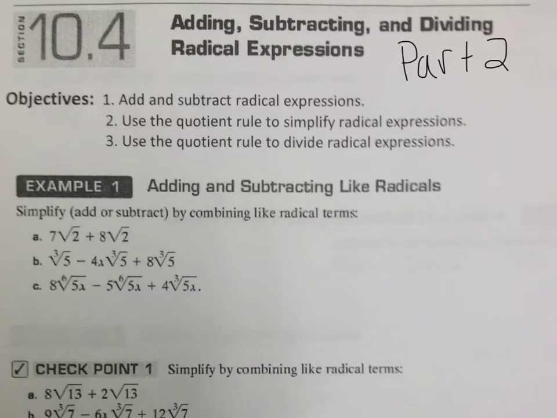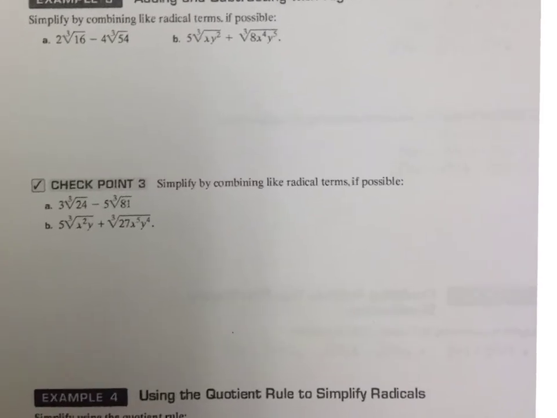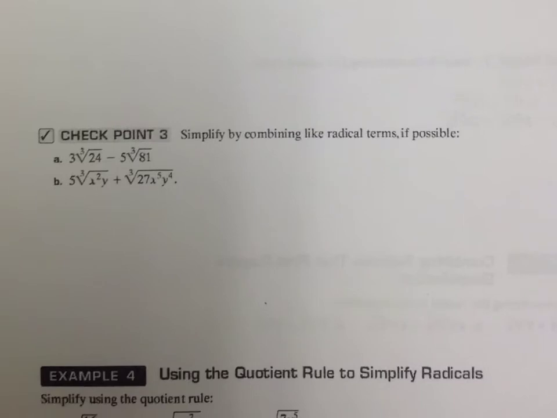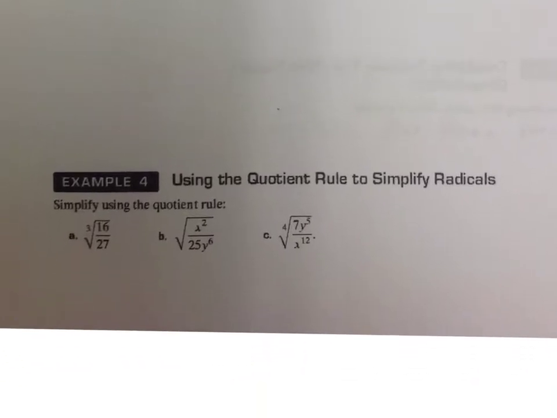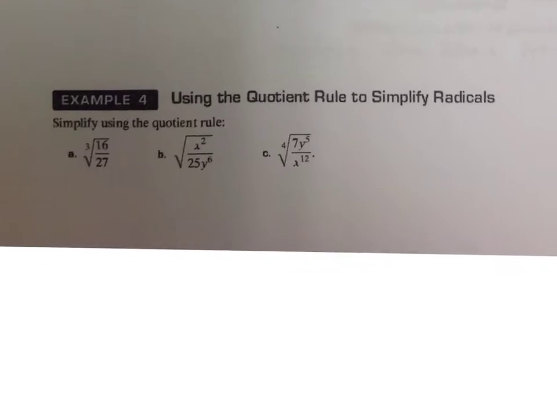So let's go to page 2, let me zoom in here. We left off, checkpoint 3 was the last thing we did, so that means we're starting up on example 4. And we're going to use the quotient rule to simplify these things.